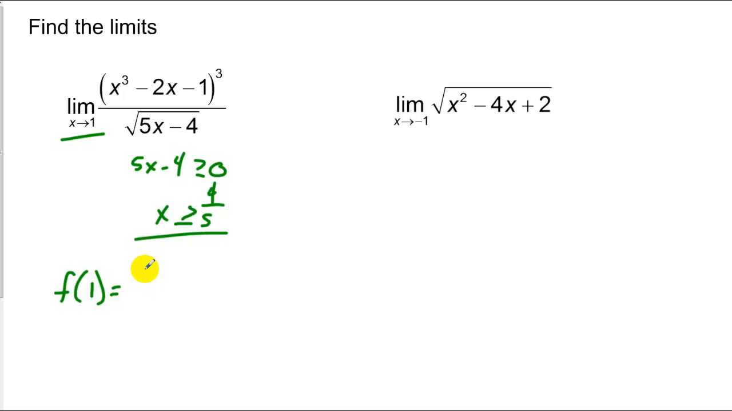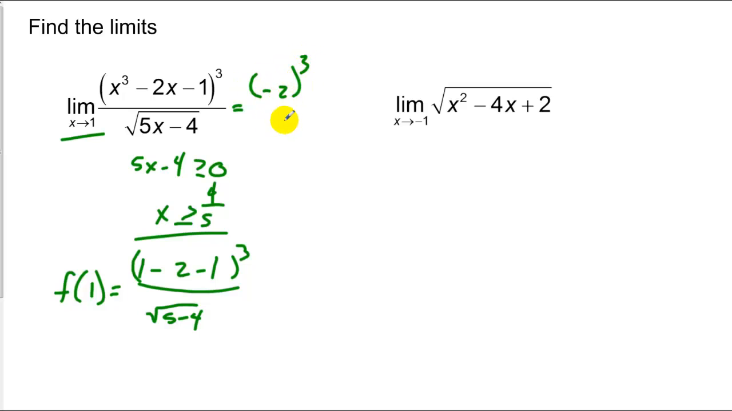So when I do that, I get 1 minus 2 minus 1 quantity cubed all over square root of 5 minus 4. And that's going to end up equaling -2 cubed or -8. So that will be the limit of that function.